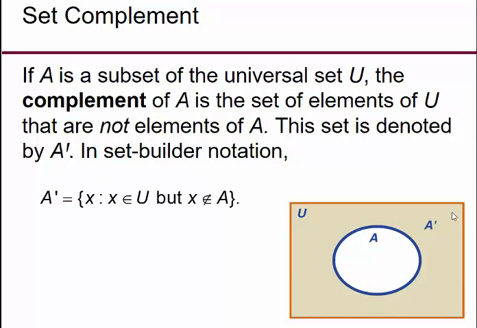Set complement. If A is a subset of the universal set U, the complement of A is the set of elements of U that are not elements of A. This set is denoted by A prime. So in set builder notation, A prime is equal to the set of X such that X is an element of U, but X is not an element of A. And you can see here in the diagram that the complement of A is everything that's in the universal set but not part of A.